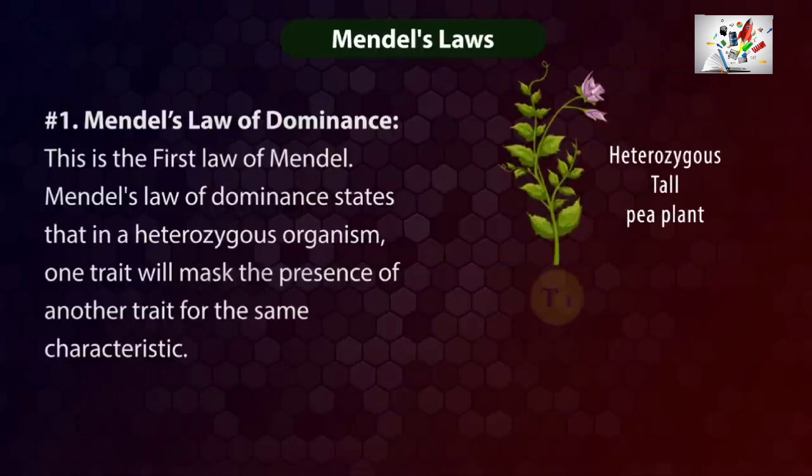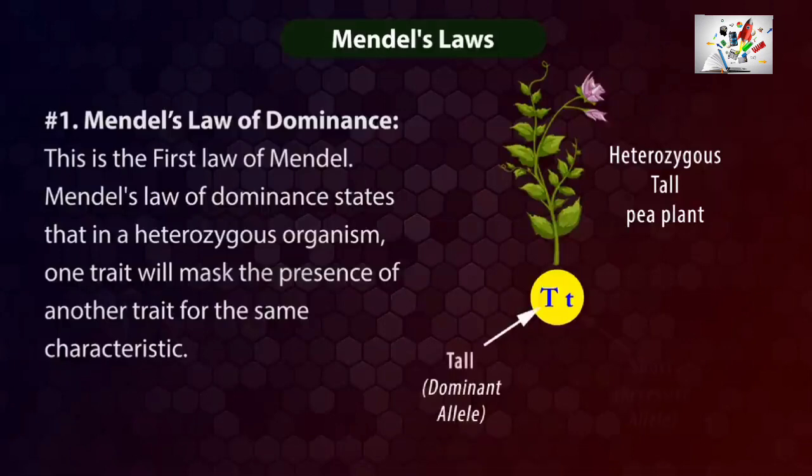Mendel's laws. Mendel's law of dominance. Here is a heterozygous tall pea plant. It means it is a tall pea plant, but it has two different alleles for the character plant height, one tall allele and one short allele. Even though the plant has a short allele or gene in it, its tallness is expressed because the tall allele is dominant over the short allele. This is the first law of Mendel.